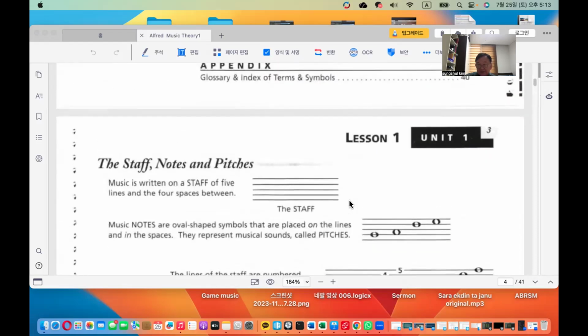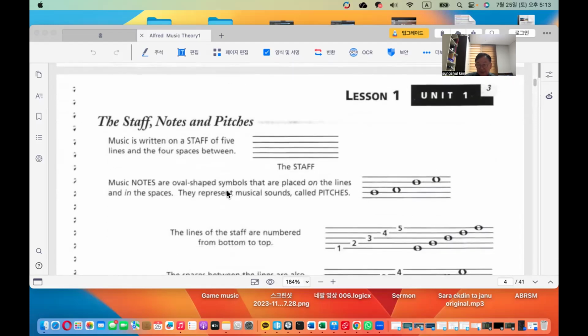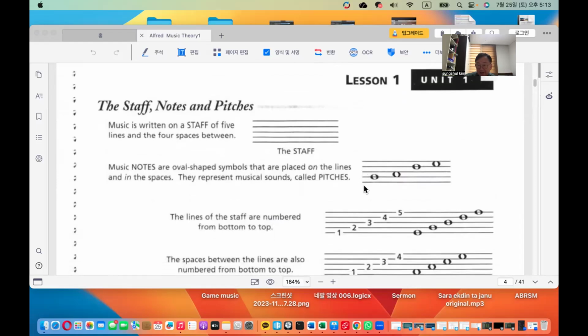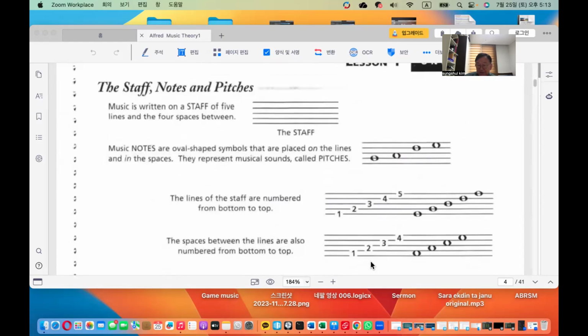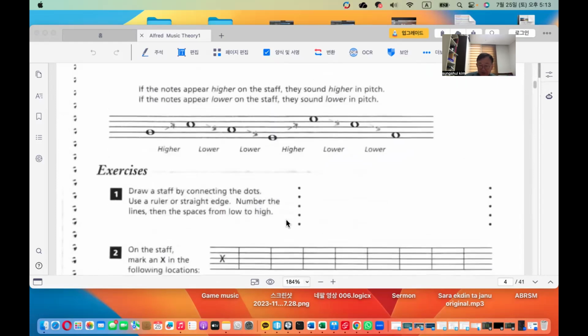This is lesson 1. So you need to understand 1, 2, 3, 4, 5, and you need to know 5 lines and 4 spaces and pitch sound comes out.